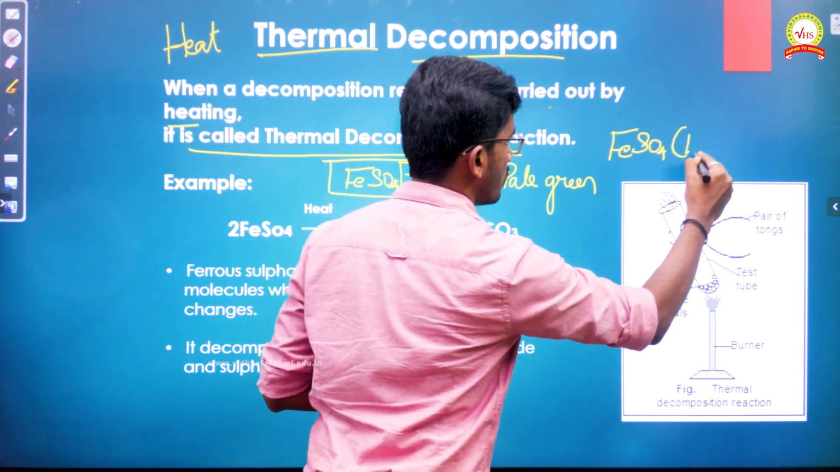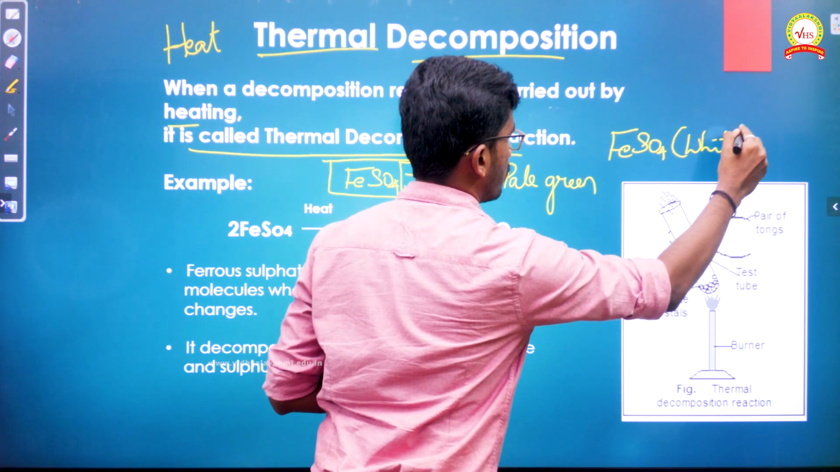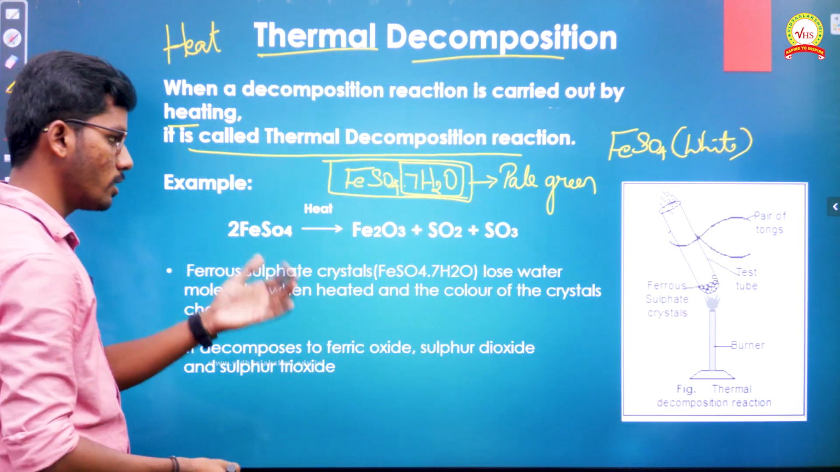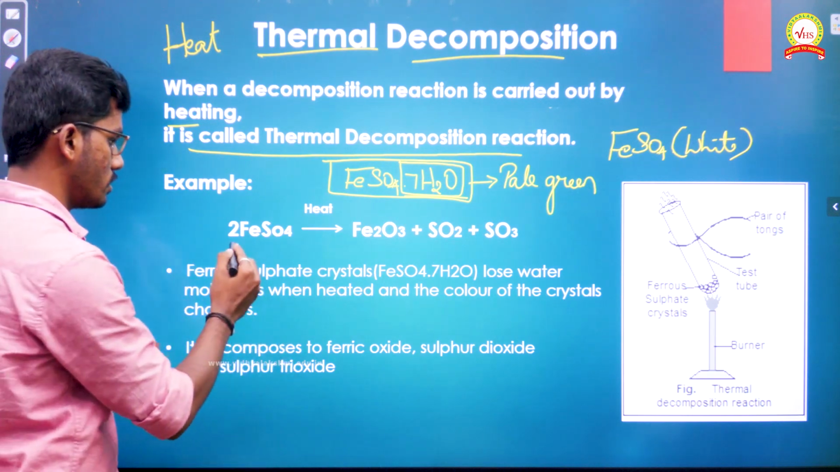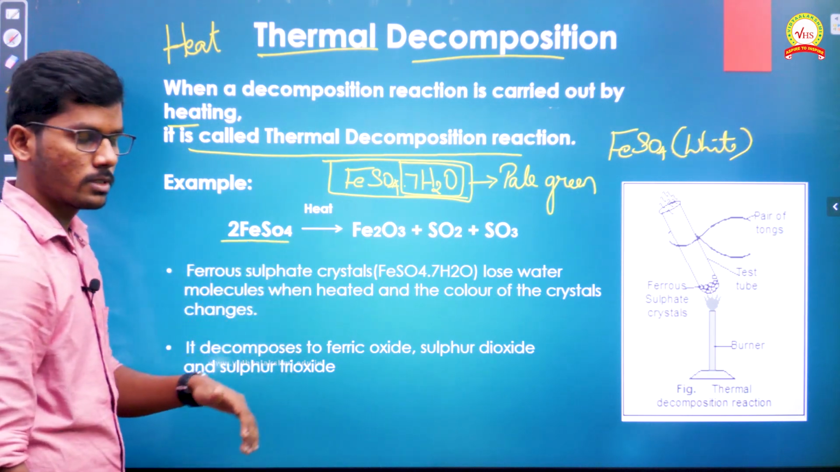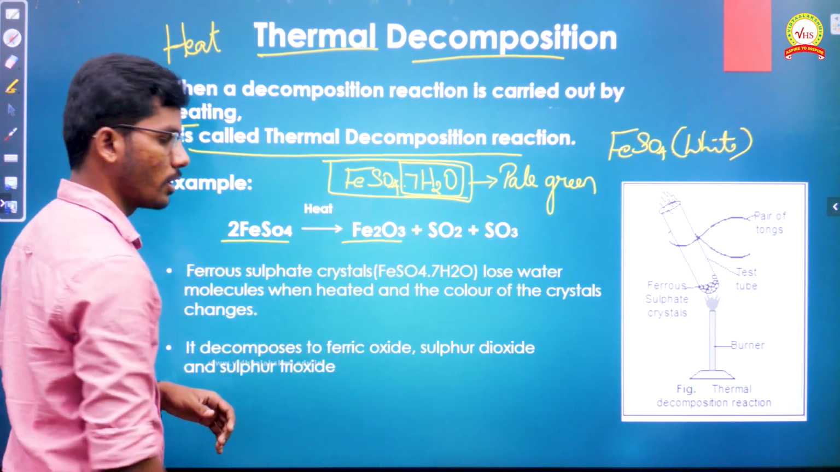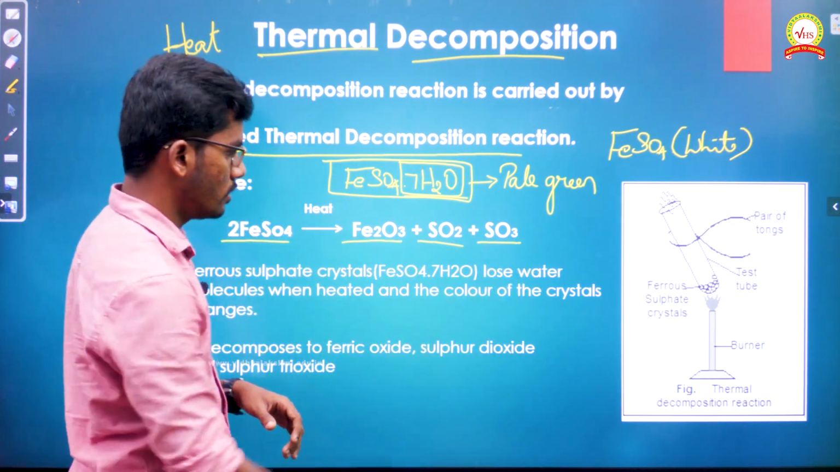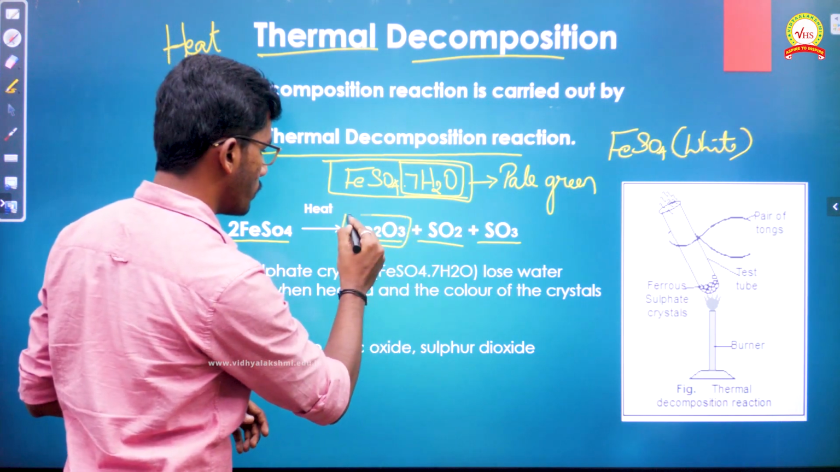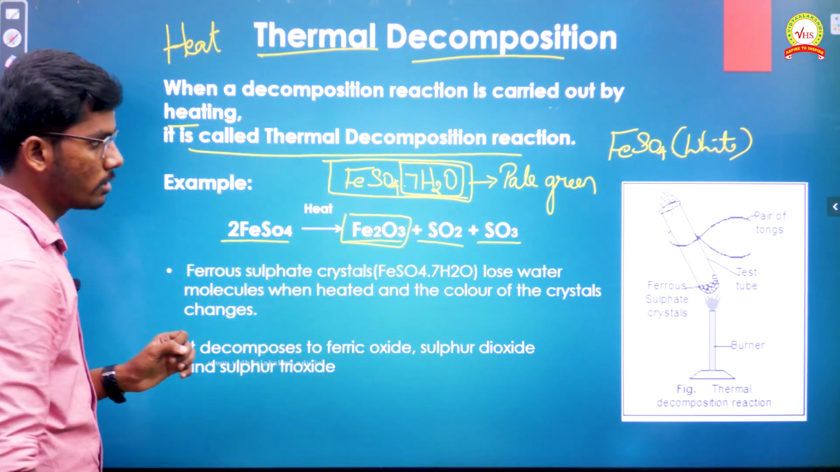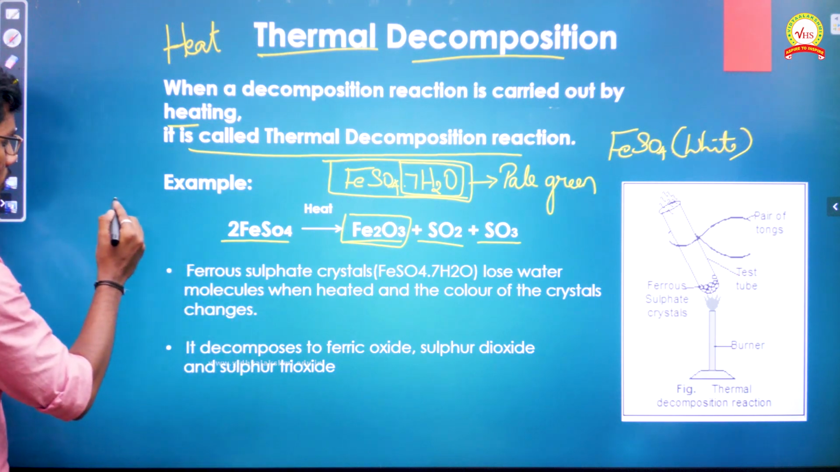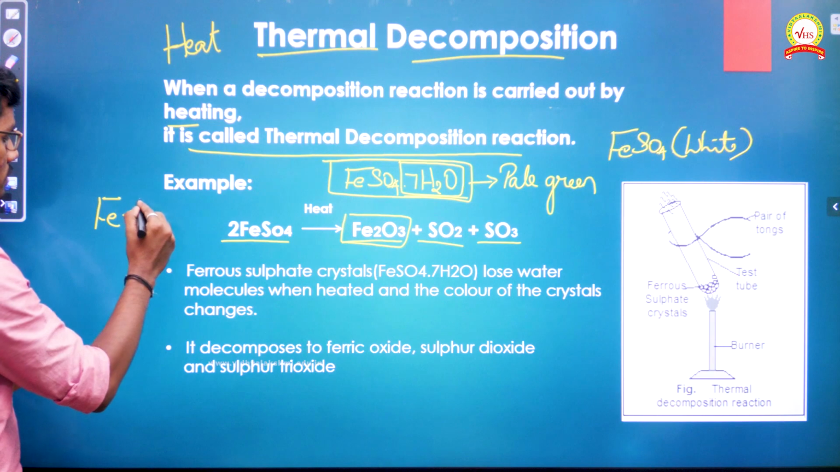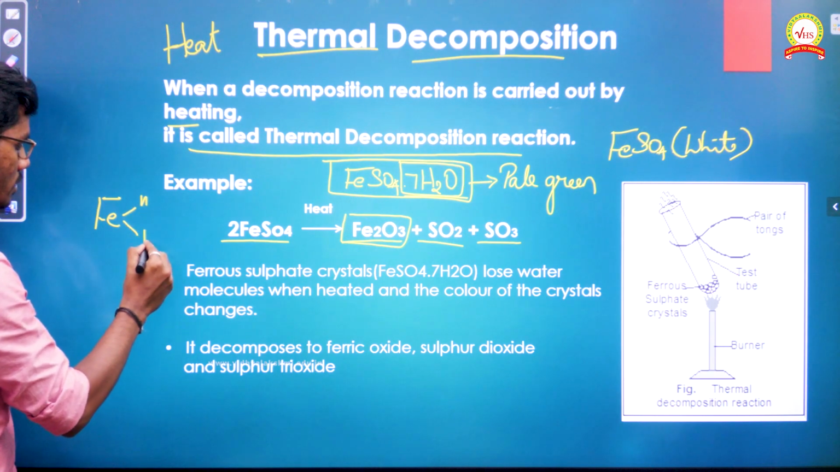This is white in color. Okay, now further decomposition, further if you are heating this substance, this ferrous sulfate decomposes to form iron oxide, sulfur dioxide and sulfur trioxide. So this formula, you should not get confused. Fe2O3. I'll just make you clear regarding this. We know that iron is having 2 valencies. Okay, one is valency as 2 and the other one is valency as 3.